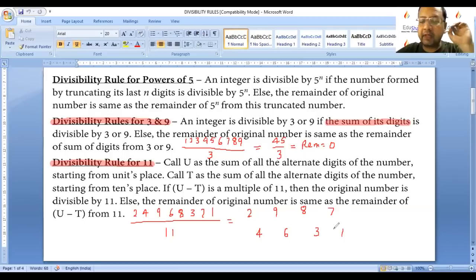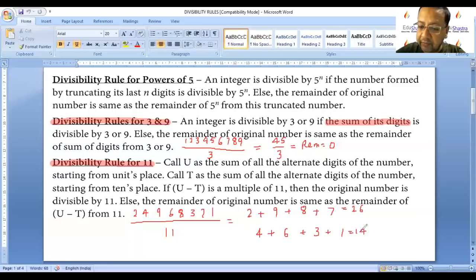So I have separated all the digits, then just add all these digits, right? So 9 plus 2 is 11, 11 plus 8 is 19, 19 plus 7 is 26, right? So this sum is coming out to be 26. Done. And take the sum of the others also. So 4 plus 6 is 10, 10 plus 3 is 13, 13 plus 1 is 14. So this sum is coming out to be 14.